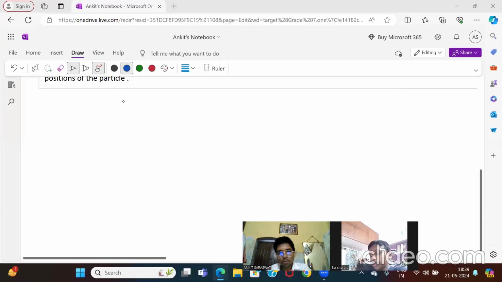The length of the actual path covered by a particle in motion. SI unit is meters. Displacement: it is the shortest distance between the initial and final position of a body. It is a vector quantity whose magnitude is equal to the length of the straight line path from initial to final position, and the direction.